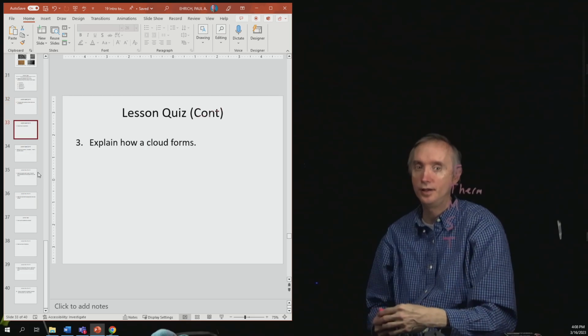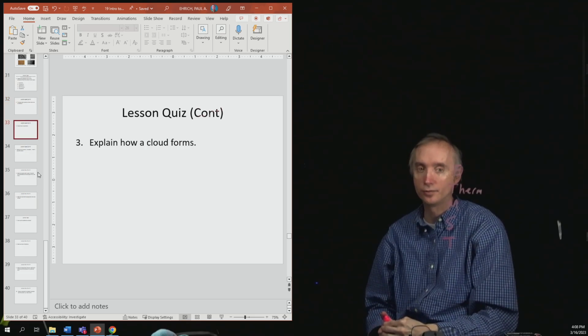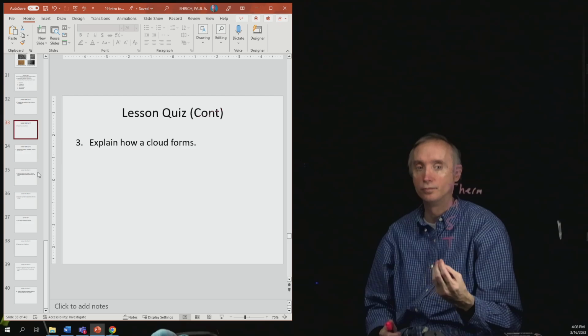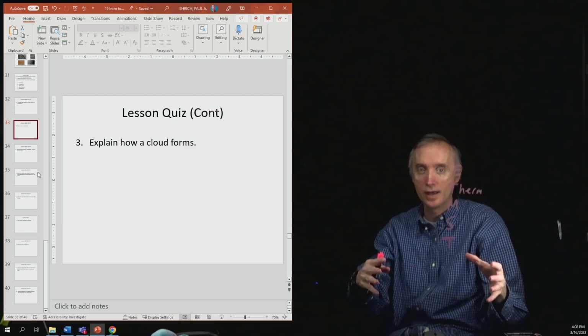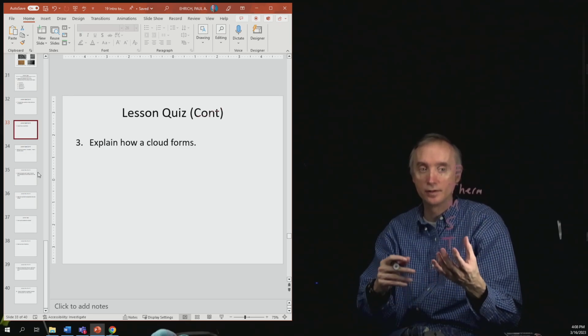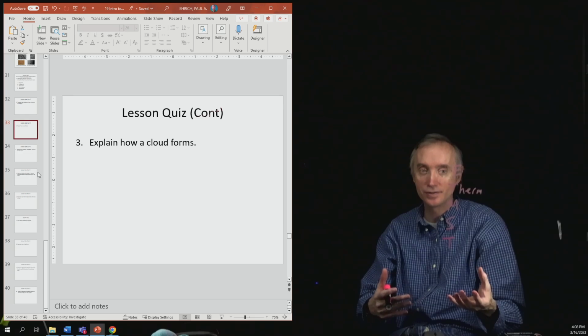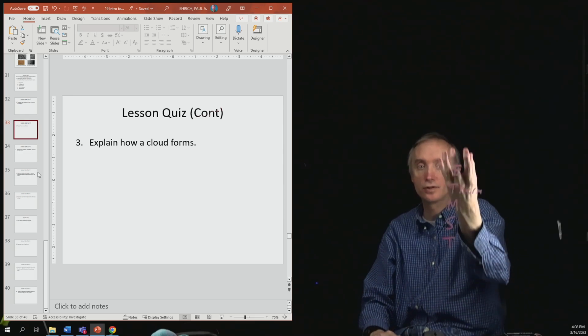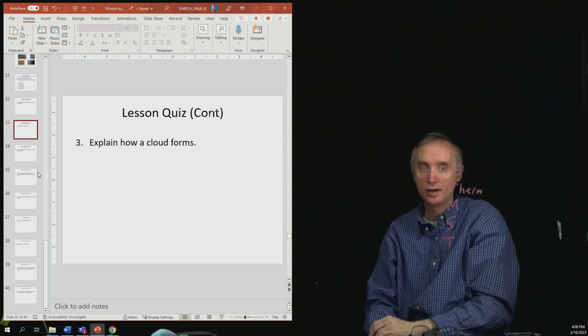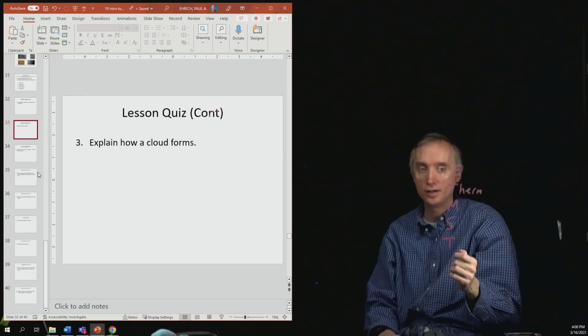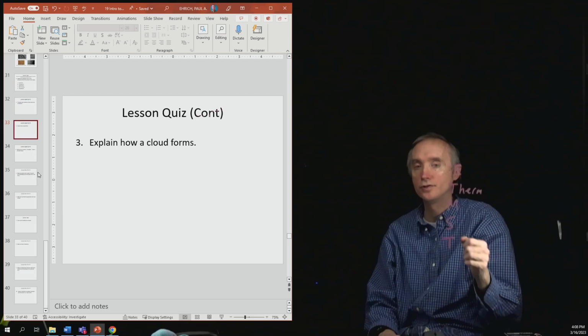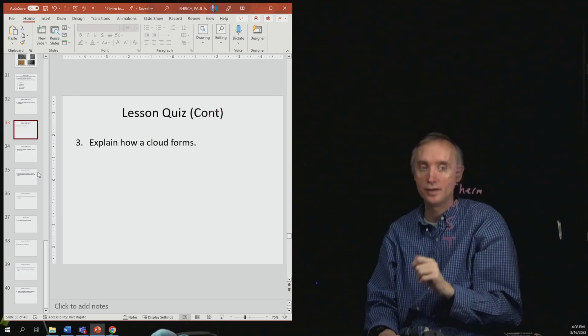All right, number 3, explain how a cloud forms. So you're going to start off with warm, moist air, and then because it's warm, it expands, and because it expands, it's less dense, and so that's the reason why it starts to rise up into the air until it gets to a temperature at which the gaseous water changes to liquid water, and then you can see the cloud.